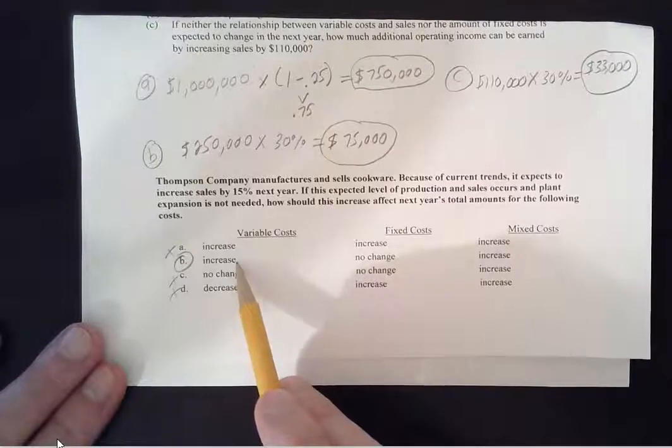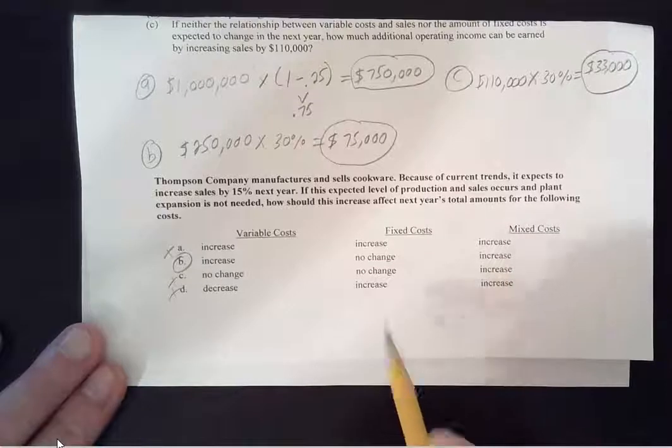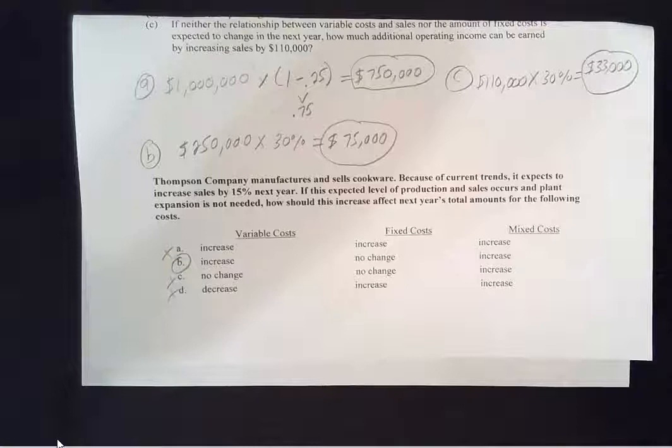Our variable costs are going to go up, and if we think about this, utilities are part of factory overhead, and I just told you that those were a mixed cost, so those should increase, but there would be no change in the fixed cost component here.